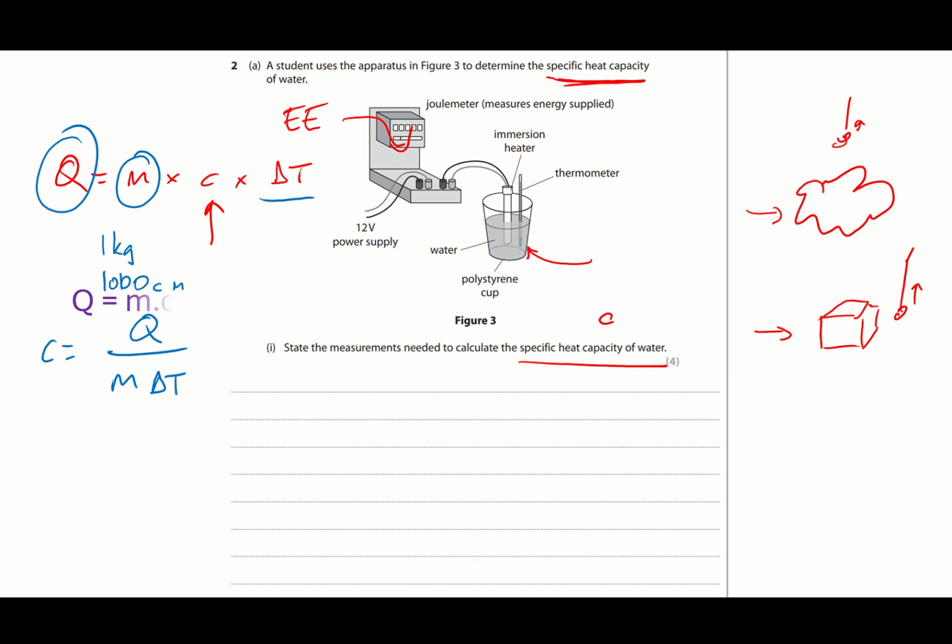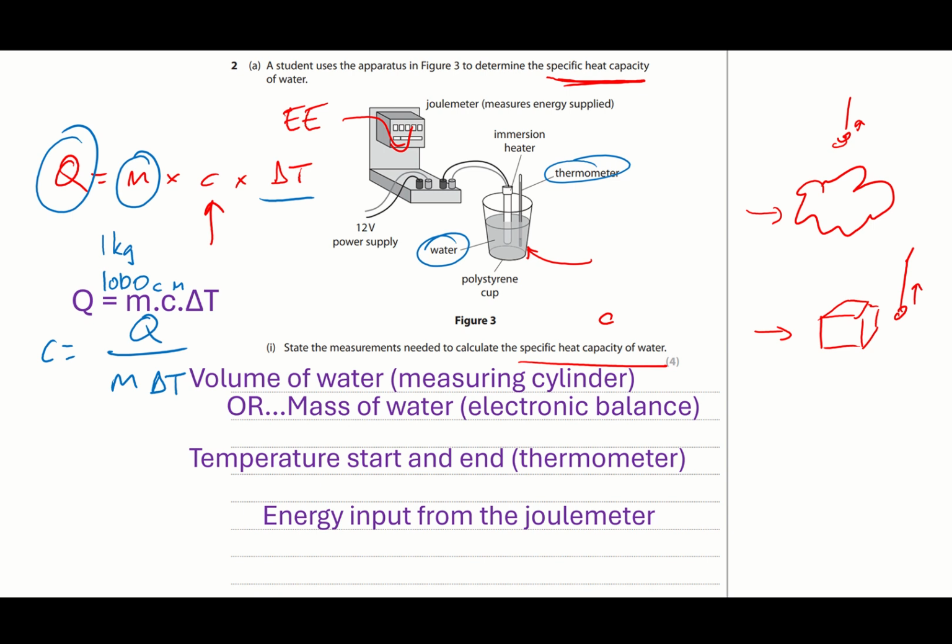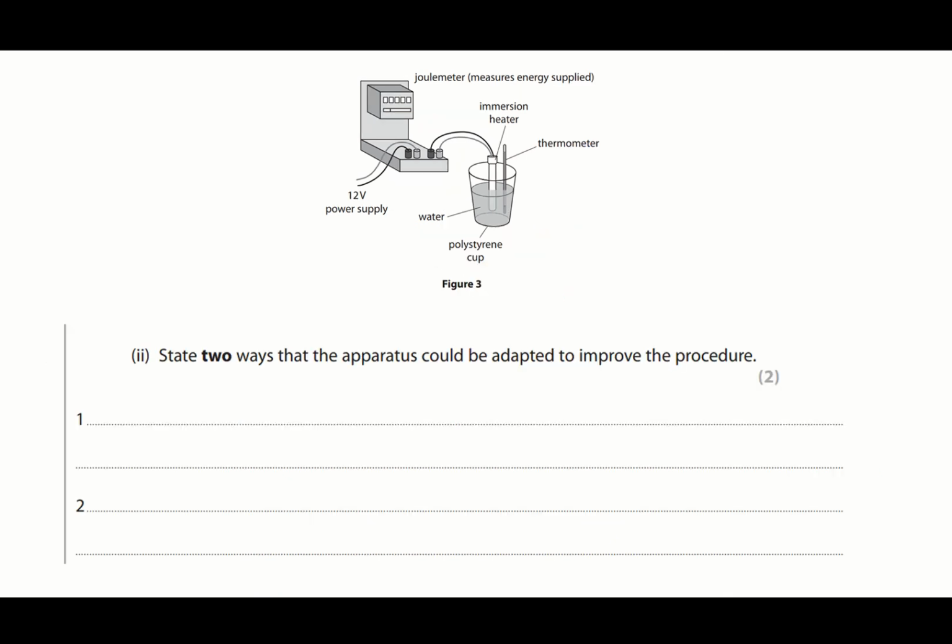So model answer, we're going to use Q equals MC delta T. We're going to talk about each of these bits. So the first part, we're going to need the volume or the mass of the water. And I've said I'm going to measure the volume with a measuring cylinder or get the mass of the water using a balance because it doesn't tell us how much is in that pot. Next one, we're going to need the temperature at the start and at the end. And I'm going to use the thermometer because it's giving me clues as to what to do. And then the next part is I'm going to need the energy input from the joule meter. And that's because if I know that C equals Q over M delta T, I need to know each of those bits. And again, that will be taught later on this year.